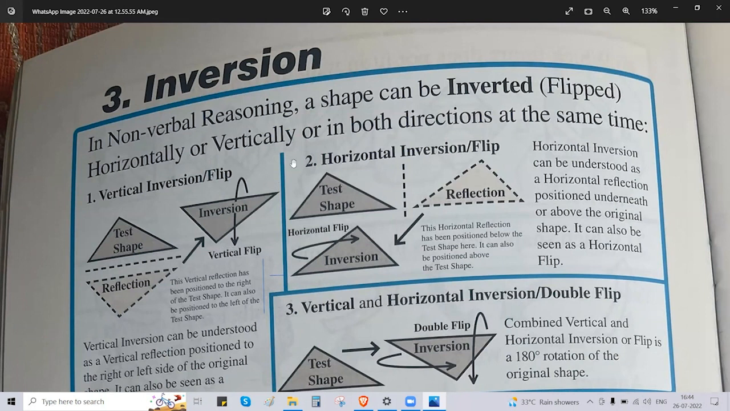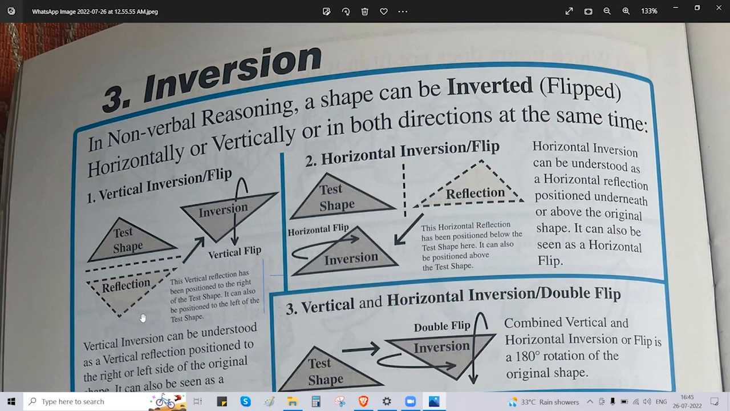Yes. So inversion here is talking about flipping a shape. Let's see how it's done. First of all, here we have vertical inversion or flip. If you think the word inversion is difficult, try to recall the word flip. What is happening here? It's getting flipped vertically. How do you know it's vertically?